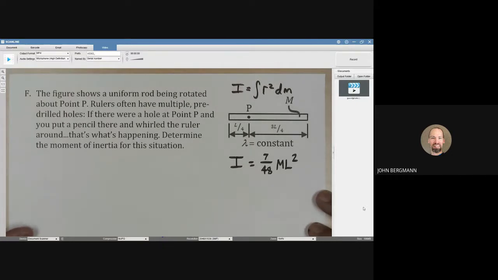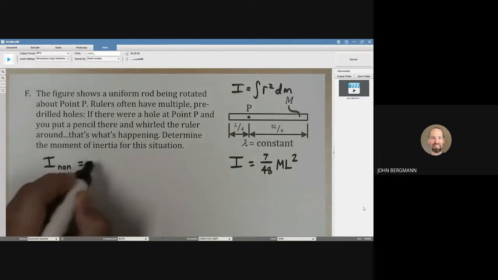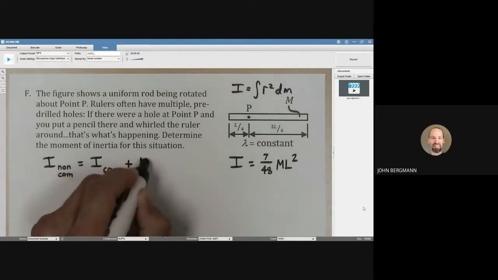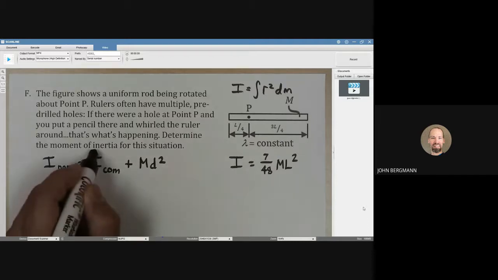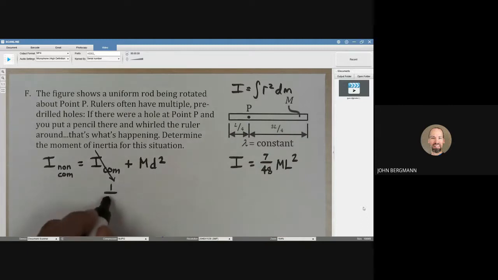Let's see if we can get the same result by using the parallel axis theorem. The parallel axis theorem is that the moment of inertia about some non-center of mass axis is equal to the moment of inertia about the center of mass axis plus md squared, where d is the distance between these two axes. The moment of inertia about the center for a uniform rod is, and we derived this in an earlier video as well, equal to 1/12 the mass of the rod times its length squared.